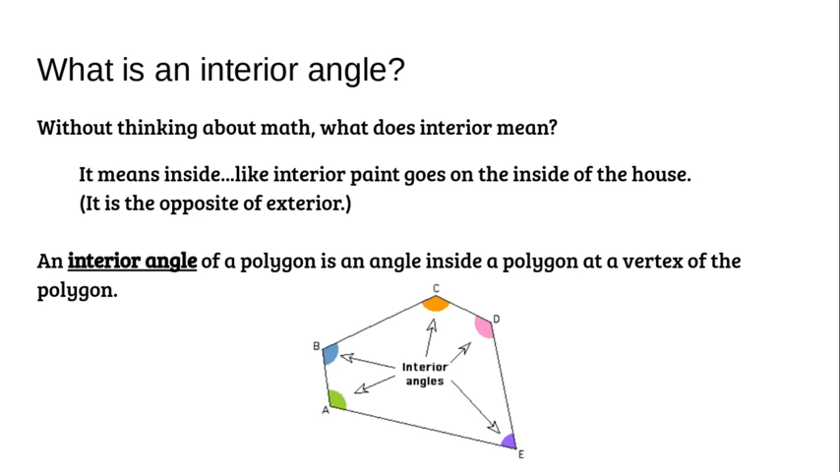Hopefully it means, in your brain, inside, like interior paint goes on the inside of a house. It's the opposite of exterior. Exterior would be outside. So an interior angle, putting it in math terms now, is an inside angle. So an interior angle of a polygon is an angle inside of the polygon, and there's one at every vertex of the polygon. So you can see there in the diagram, we have all those different colors, each one of them being a different interior angle.